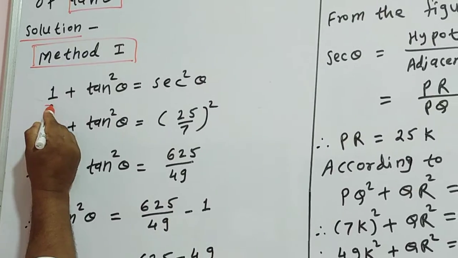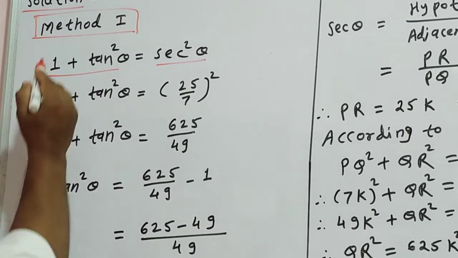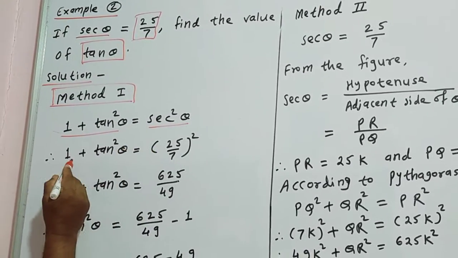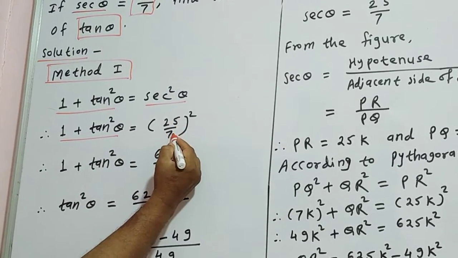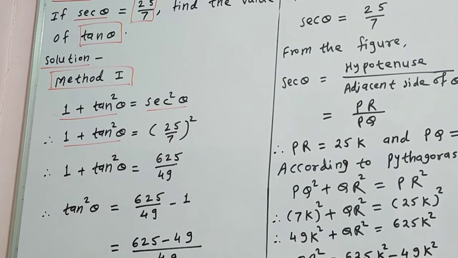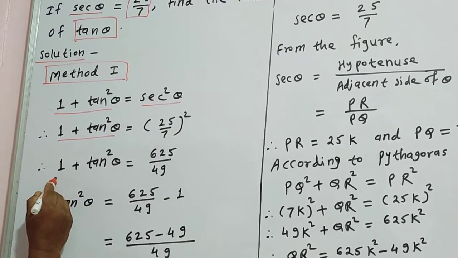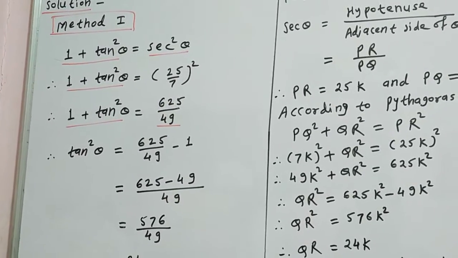The identity is 1 plus tan square theta equal to sec square theta. Now sec theta is given as 25 upon 7. Substitute the value of sec theta here. Therefore 1 plus tan square theta is equal to 25 upon 7 whole square. Then take the square of 25 upon 7. Therefore 1 plus tan square theta is equal to 625 upon 49.